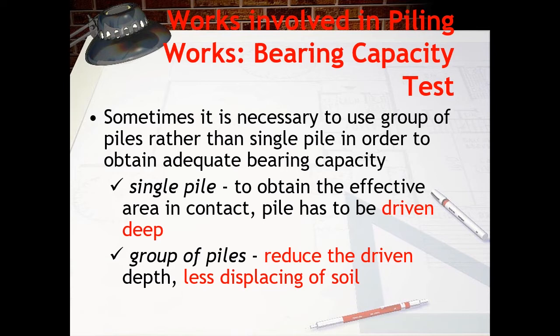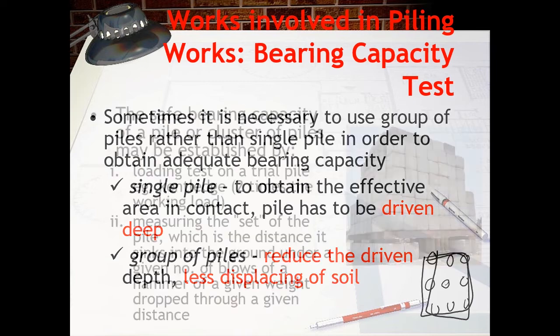So for the single piles, to obtain the effective area in contact, pile has to be driven deep. And if you use the group of piles, it will reduce the driven depth and also less displacing of soil. Jadi kalau you pakai group of pile, maksudnya you letaklah pile dalam satu tempat and you put a pile cap on top yang akan sambungkan semua piles ni the connection there.